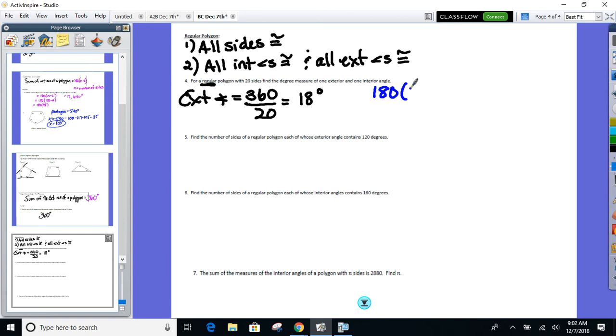180 times... what's my number of sides here? Minus 2. What is it? 3,240. Now that's the sum of all the interior angles. What am I asking for, everyone? One of them. But you know what about all 20 angles? They're all the same. So I could take that sum and divide by 20, and that'll give me an interior angle of 162. Now let's talk here.